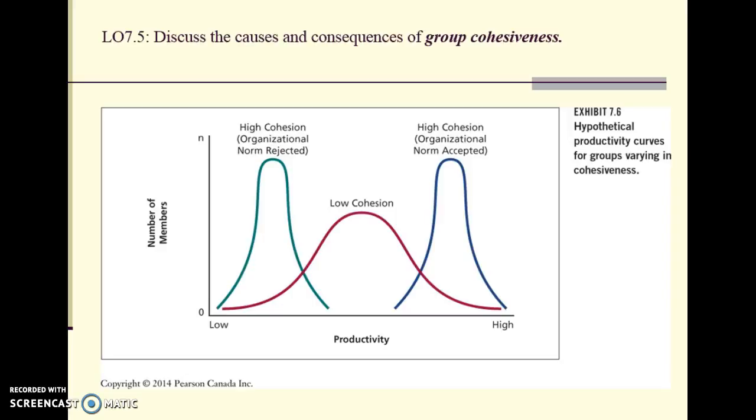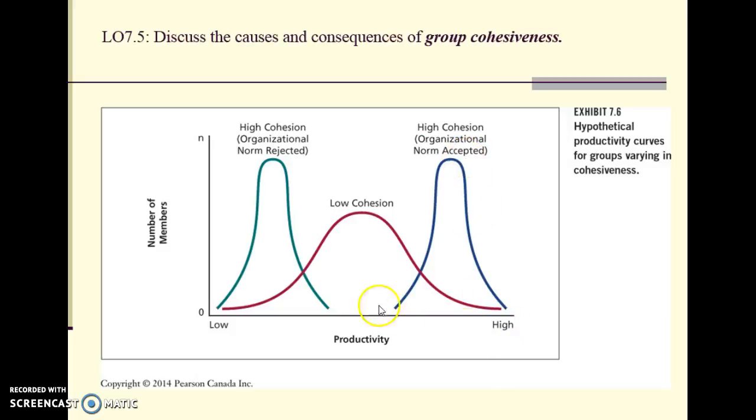Here we can see a graph of hypothetical productivity curves for groups varying in cohesiveness. We have productivity and number of members. With a large number of members, high cohesion, and organizational norms accepted, productivity is high. With low cohesiveness, there's middle productivity.